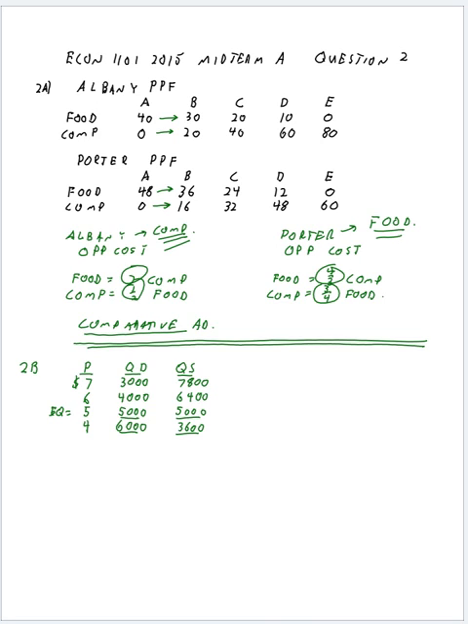Now, a price ceiling is only effective if it's set below the equilibrium price. So when we have a price ceiling of 4, that means we're going to have a quantity demanded of 6,000 and a quantity supplied of 3,600. And so that means there's going to be a shortage. So when price equals 4, we have a shortage of 6,000 minus 3,600, which is 2,400.